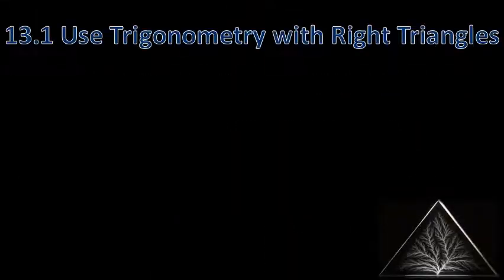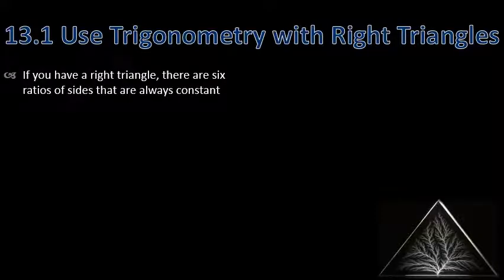Lesson 13.1. Use trigonometry with right triangles. If you have a right triangle, there are 6 ratios of sides that are always constant. This comes from the fact that if the angles don't change, the triangles will be similar, and similar triangles have constant proportional side lengths.